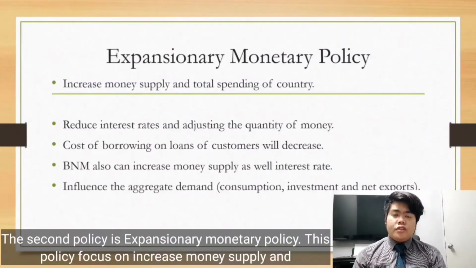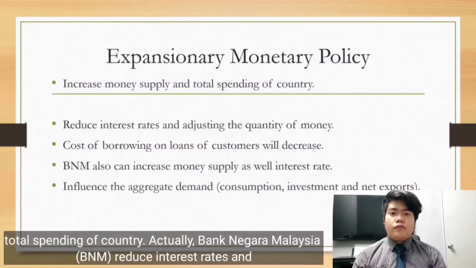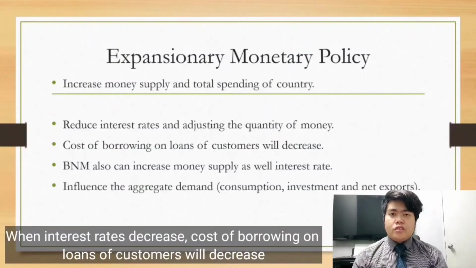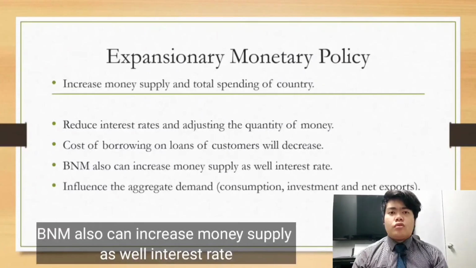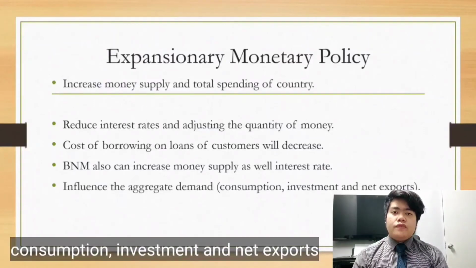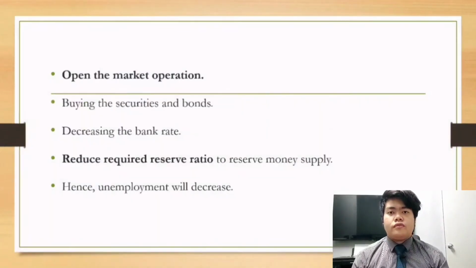The second policy is expansionary monetary policy. This policy focuses on increased money supply and total spending of the country. Actually, Bank Negara Malaysia (BNM) reduces interest rate and adjusts the quantity of money. When interest rate decreases, cost of borrowing on loans of customers will decrease. BNM also can increase money supply as well as interest rate. This policy influences aggregate demand with three components, which are consumption, investment and net export.